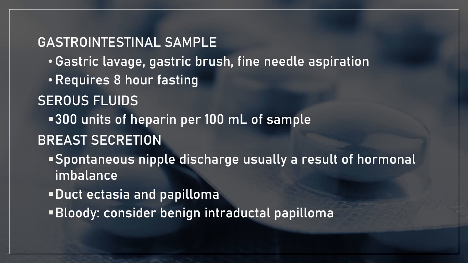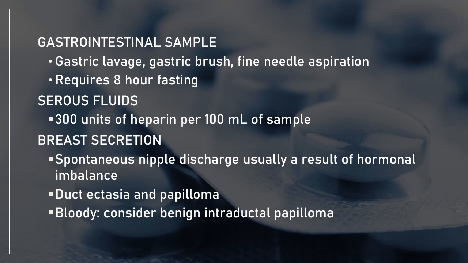And then you have your serous fluids. These are fluids from your peritoneal, pericardial, and pleural cavities. In case of fluid accumulation in your serous cavities, this indicates pathologic processes. With that, you use heparinized collection containers to avoid formation of jelly-like clots.